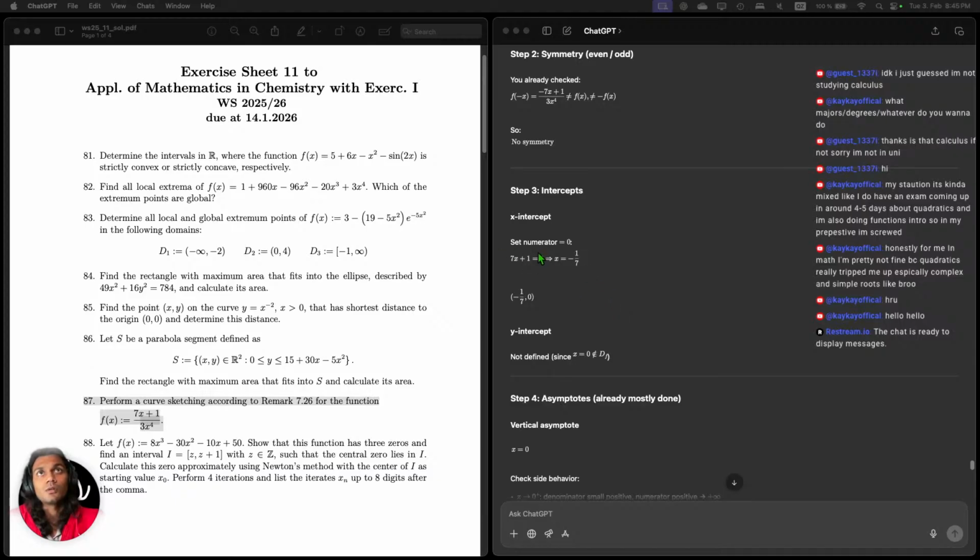Intercepts: x-intercepts at numerator equals 0. That's the x-intercept where y is 0. Just the numerator. The y-intercept is not defined since x equals 0 is not in the domain. Okay, okay.